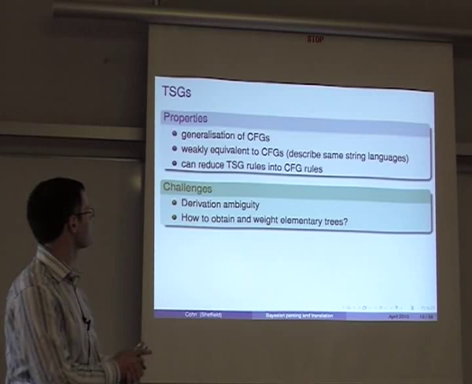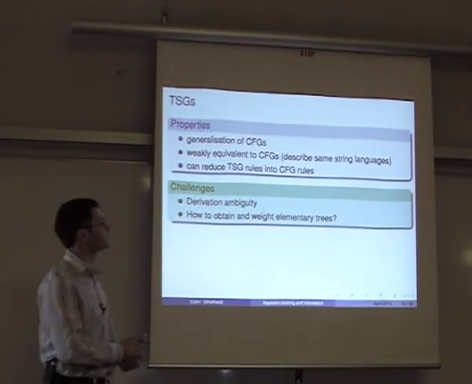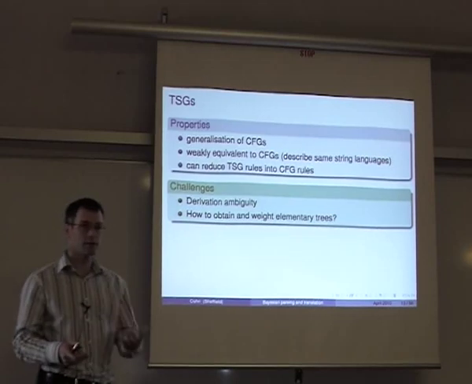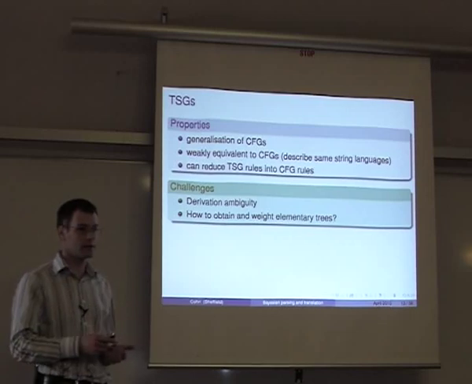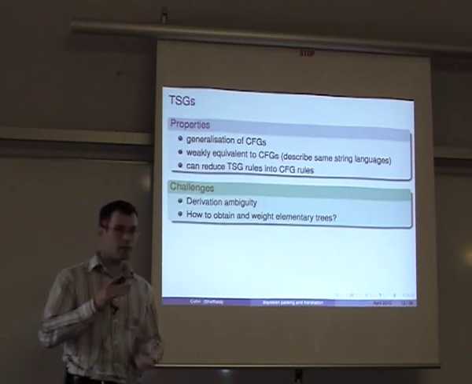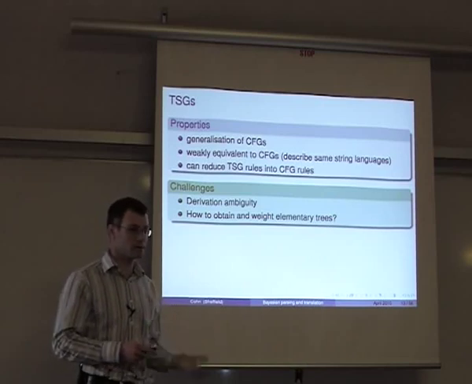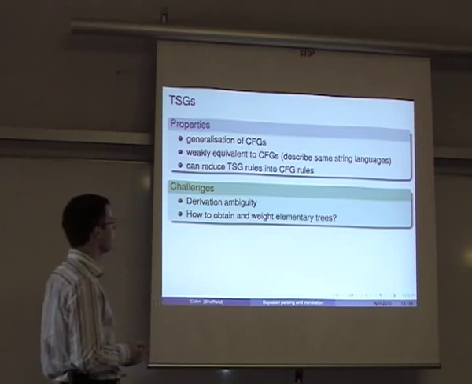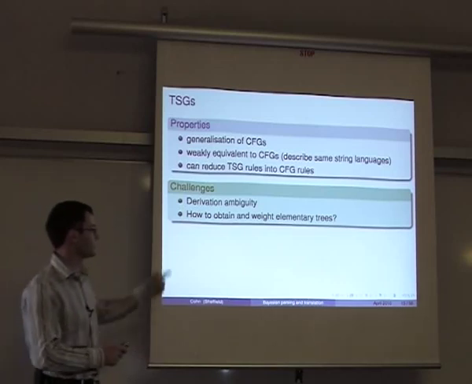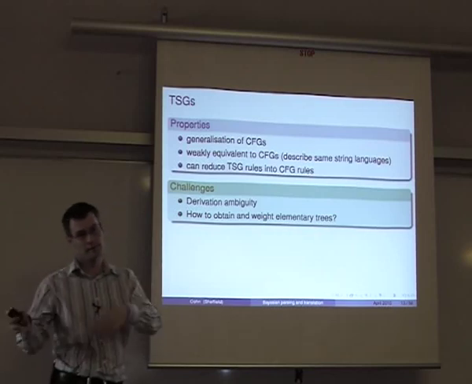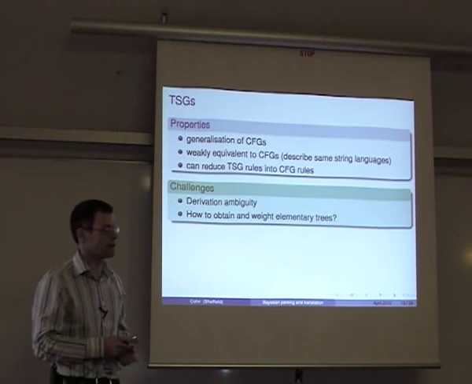So tree substitution grammars, just to summarize, are a generalization of CFGs. They're in fact weakly equivalent to CFGs, in that we can reduce a tree substitution grammar into a CFG, and it can describe the same string language. When we start injecting probabilities into it, then we can describe some more interesting syntactic phenomena at the tree level, and that's why it's interesting to us. The challenge that we get by embracing this formalism is this derivational ambiguity. Multiple different derivations lead to the same tree. And we get this problem at training time.